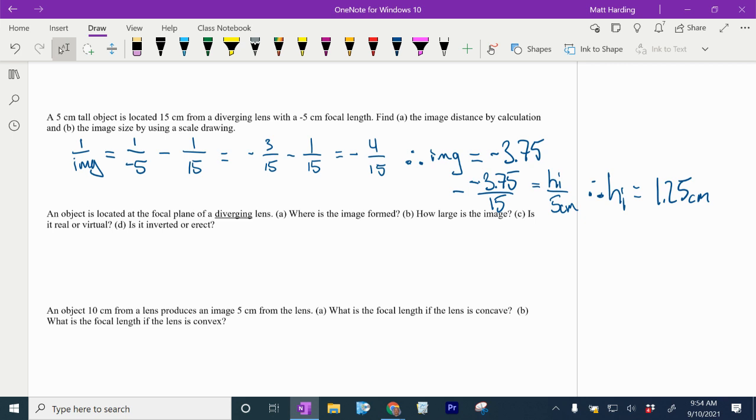And then if I do the ratio here of image distance to object distance, negative of negative 3.75 over 15, I'm going to therefore get an image height of 1.25. It's a positive. The math is telling me that the image should be upright. If it's upright, pretty good chance it's virtual.